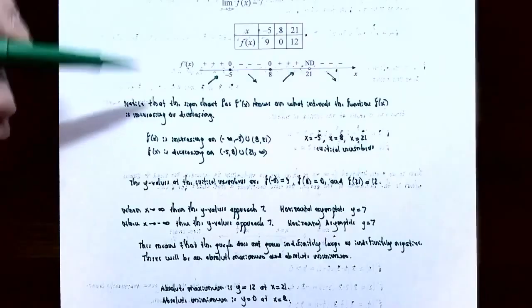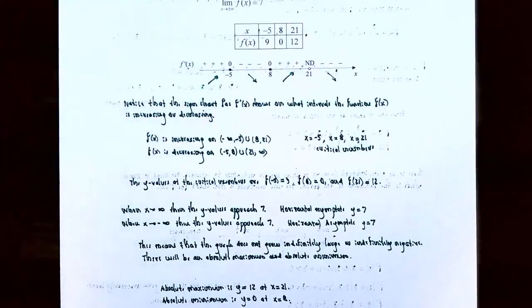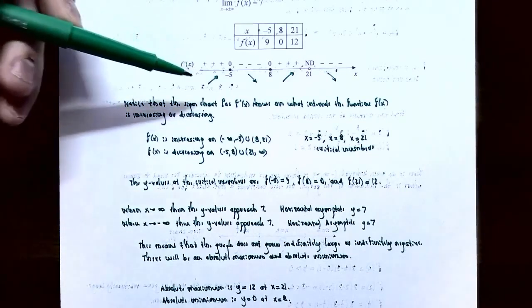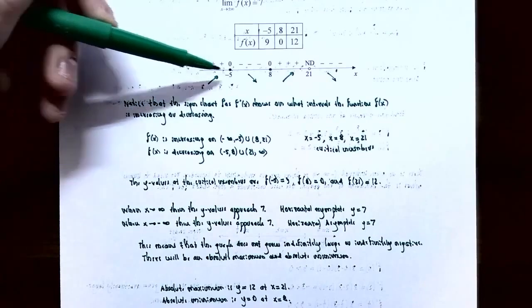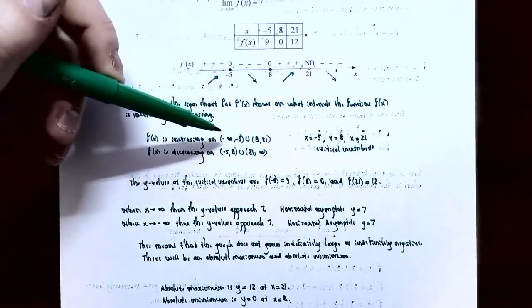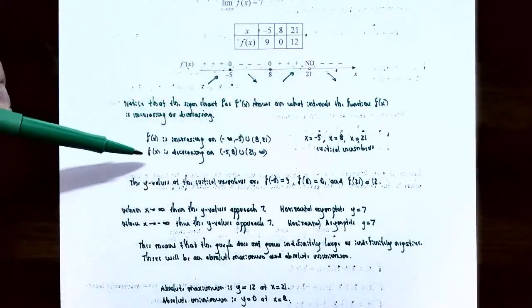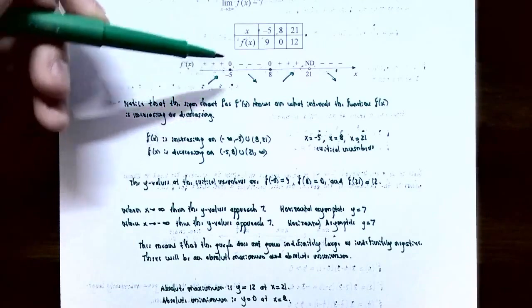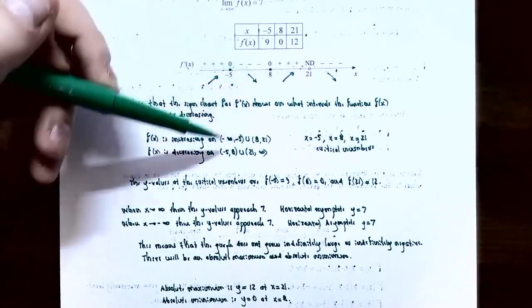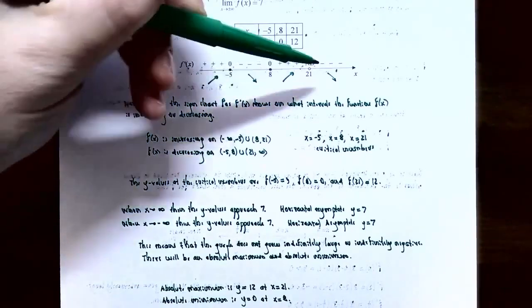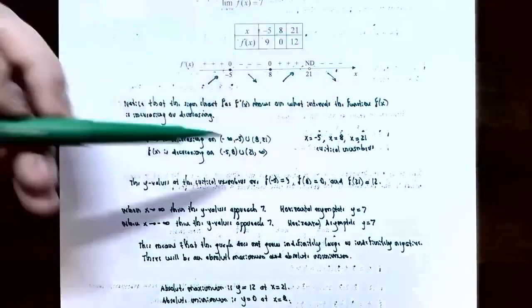Notice in the sign chart for f prime of x, it shows us on what intervals f of x is increasing and decreasing. So f of x is increasing whenever the derivative is positive. So the function f of x is increasing from negative infinity to negative 5, and is also increasing between x equals 8 and x equals 21. The function f of x is decreasing when the derivative is negative. So f of x is decreasing between x equals negative 5 and x equals 8, and it's also decreasing whenever x values are greater than 21, so 21 to infinity.